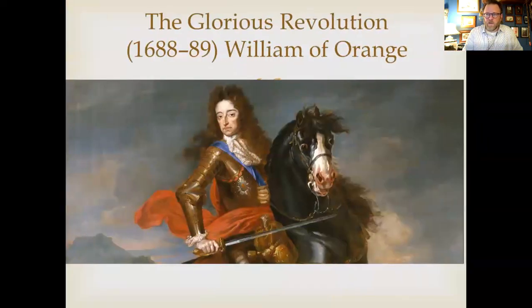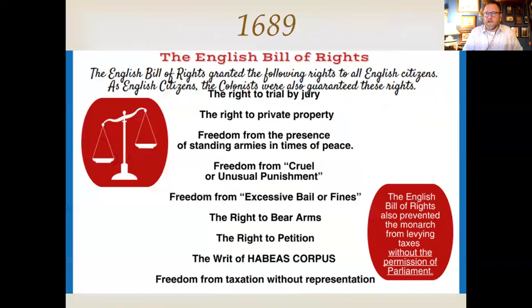You have the Glorious Revolution. So a strong Protestant king, William of Orange, is brought to the throne. And what he does in 1689 is, with the Parliament, he establishes what's known as the English Bill of Rights. Now, take a look at these things. This sounds very much like the U.S. Constitution. This sounds very much like the U.S. Bill of Rights, and very much linked to the Declaration of Independence.